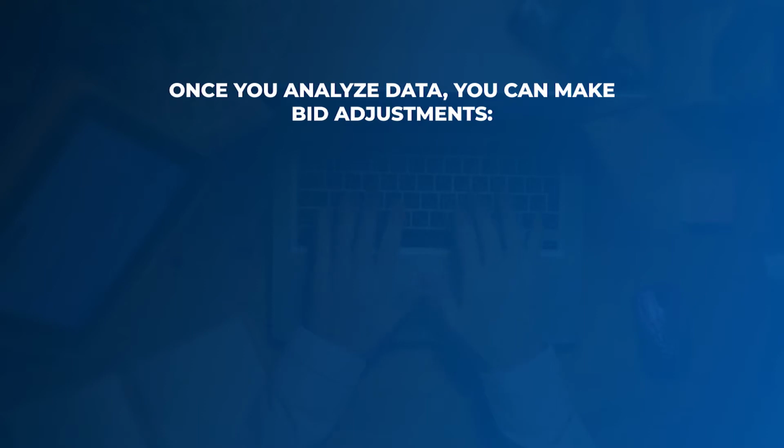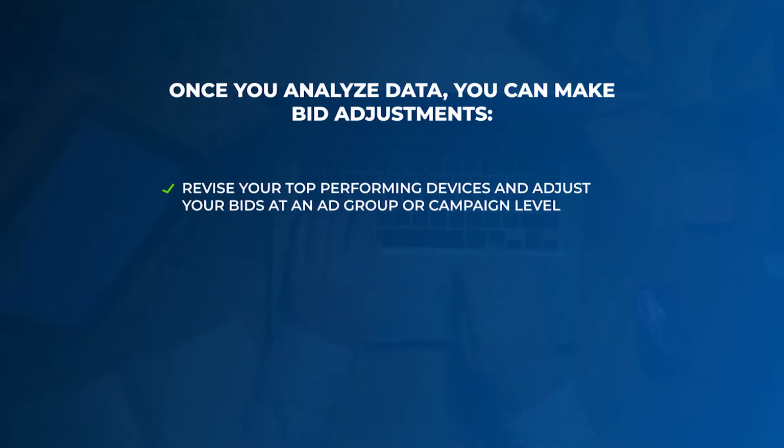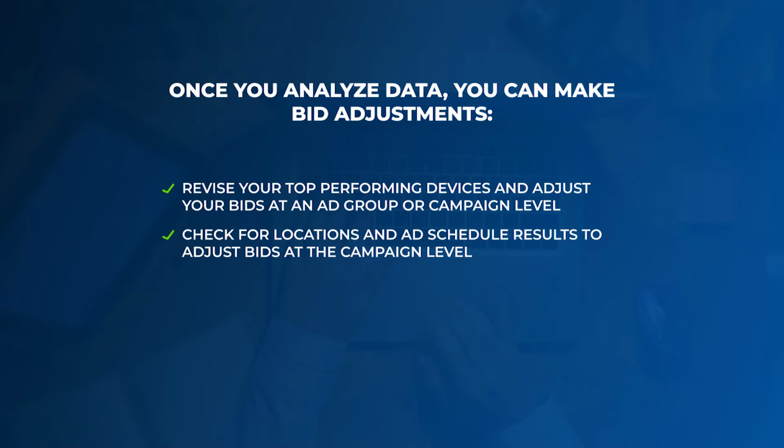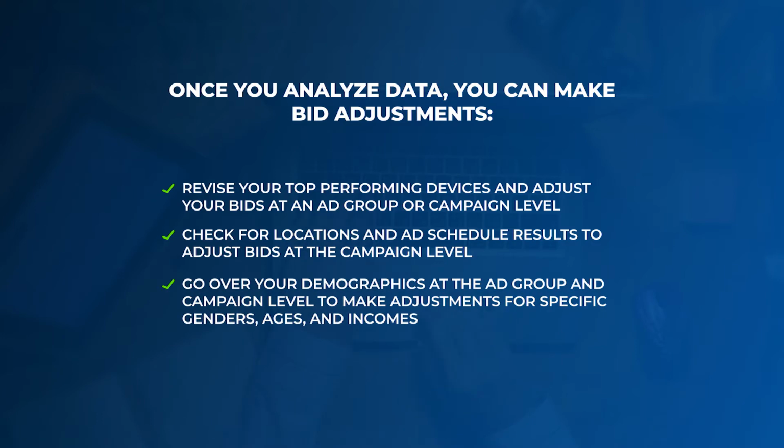Once you analyze data, you can make bid adjustments. Revise your top performing devices and adjust your bids at an ad group or a campaign level based on how well they have performed. Check for locations and ad schedule results to adjust bids at the campaign level. Go over your demographics at the ad group and campaign level to make adjustments for specific genders, ages, and incomes.